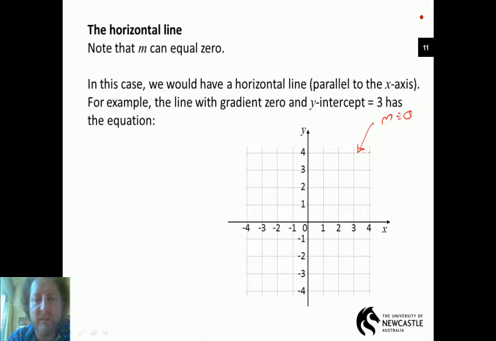Okay, so let's just look at this one. It's asking about, for example, the line with a gradient of 0 and a y-intercept equals 3. Well, if it's got a y-intercept of 3 and it's got a gradient of 0, it must be this flat line along here. Yeah, and that's what it is.